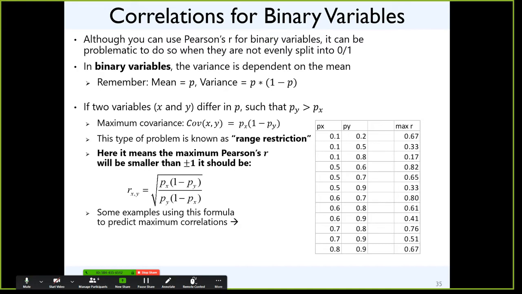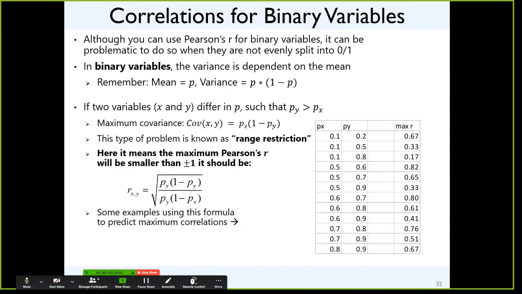So here's a chart that shows you the relationship between what the proportion is on each variable and what the maximum correlation could be. So for instance, if you have a variable x where 10% of the people have a 1 and 90% of the people have a 0, you want to correlate that variable with another variable y where 20% of the people have a 1 and 80% have a 0. If those things are perfectly correlated, the highest your Pearson correlation can be is 0.67. So while valid, for binary variables, Pearson's correlation is not ideal because of this problem.